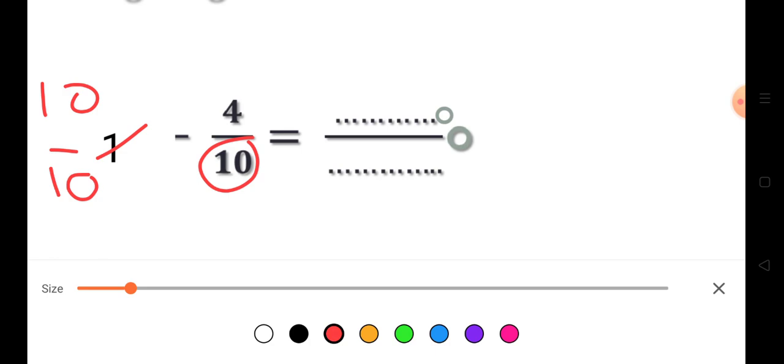Now we have 10/10 minus 4/10. The two denominators are the same. So we can subtract the two numbers on the top. 10 minus 4 equals 6.